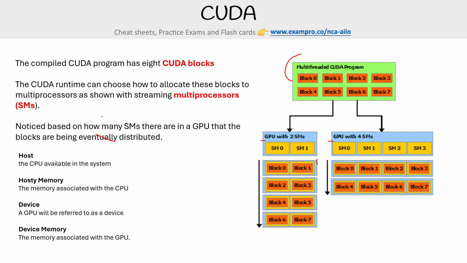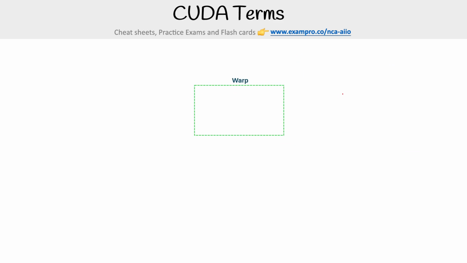But what I want to do is break down exactly what a CUDA block is, so let's take a look at that. The idea is that you first have a CUDA thread. This is your lowest level unit of parallel execution for a kernel function.